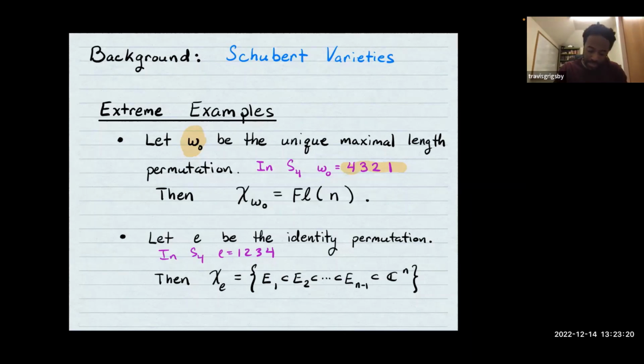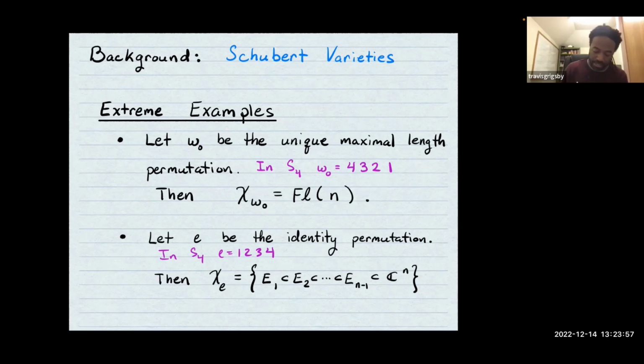The identity is at the exact other extreme. That's when you write all the numbers in the correct order, and you have the least number of inversions. It has length 0, and there's a unique minimal length element like that as well. So the Schubert variety for the longest element is actually the full flag variety, and the Schubert variety for the smallest element, the identity, is just the singleton set.